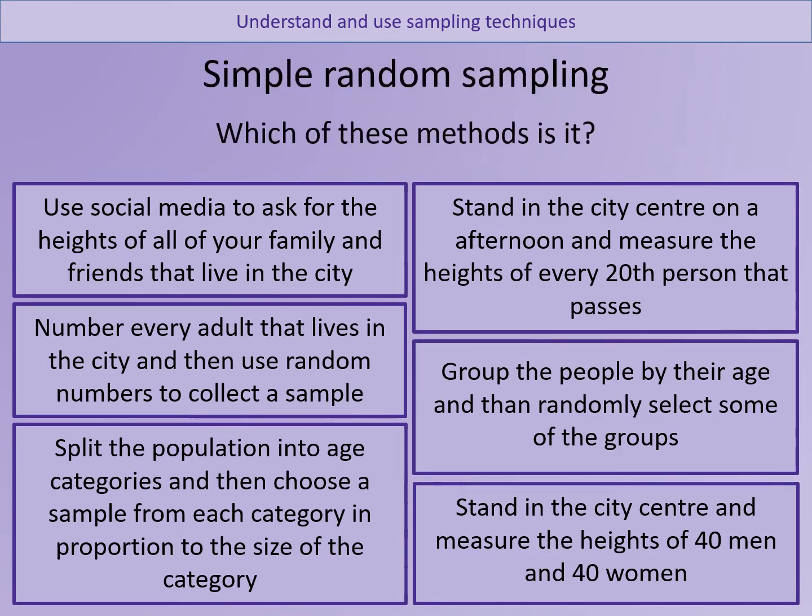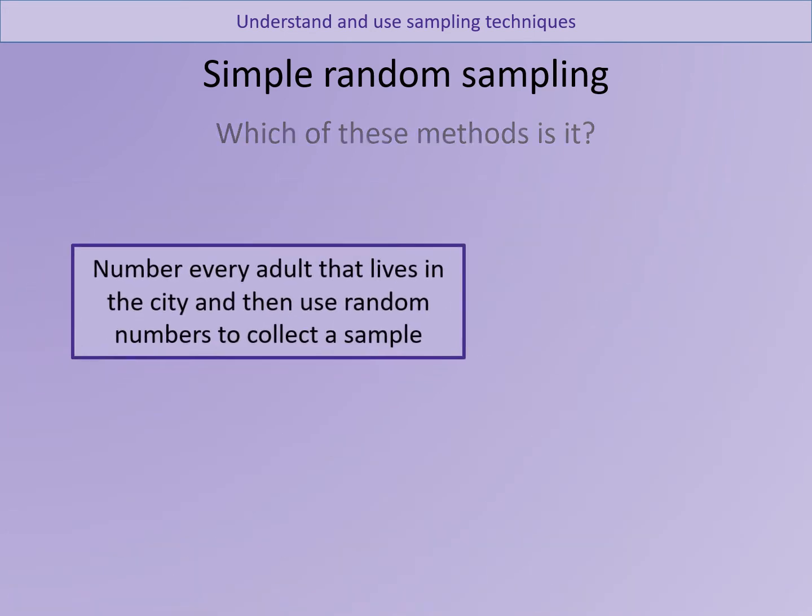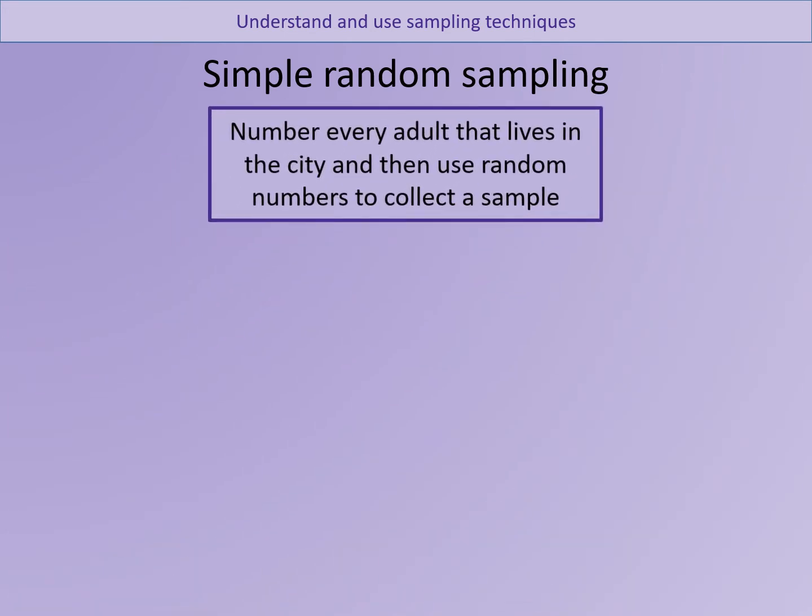The first one we're going to look at is simple random sampling. This is probably the most common method that we see at both GCSE level and at A level. This is where we number every adult that lives in the city, and then we use a random number generator to collect a sample from all of those people that have been numbered.